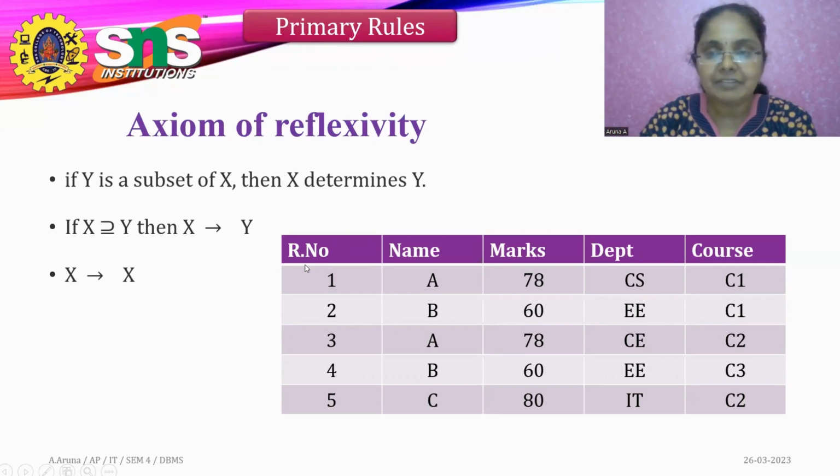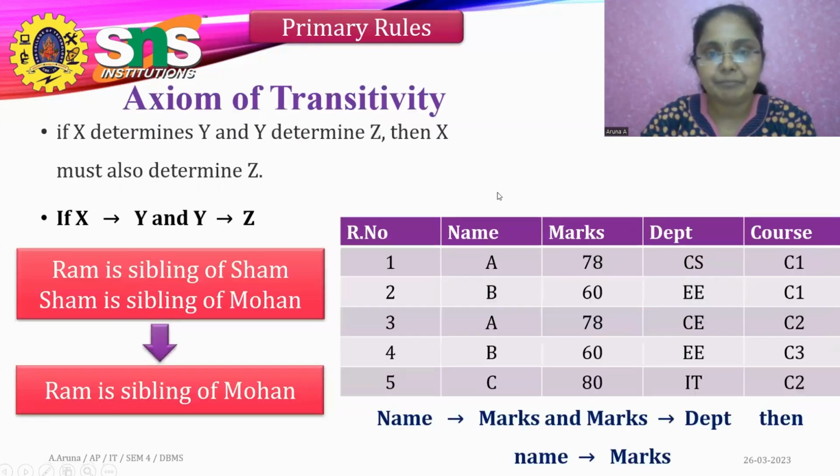The roll number can identify roll number. Name can identify name. Mark can identify mark. So name and roll number can identify the name, which means this is also trivial. This type of thing we can call reflexivity.